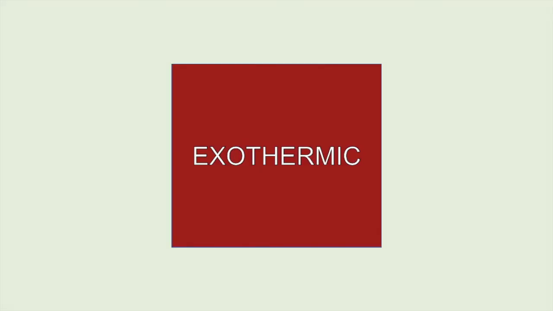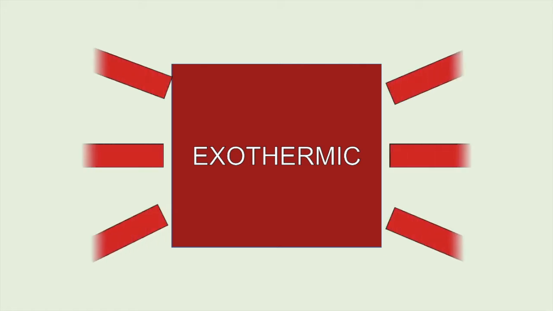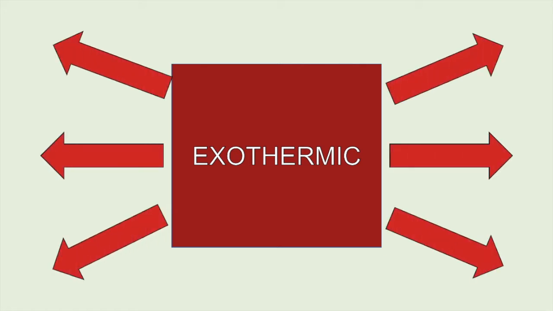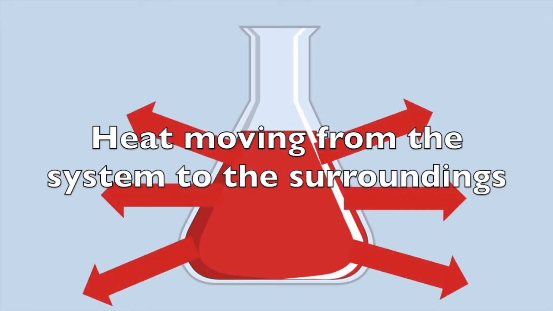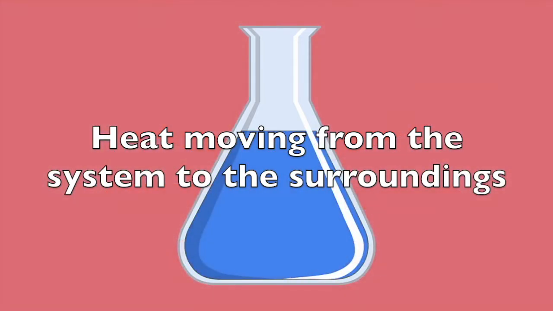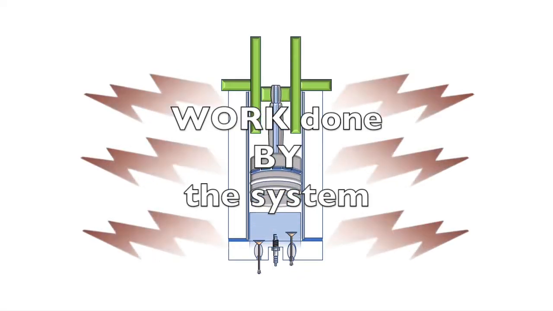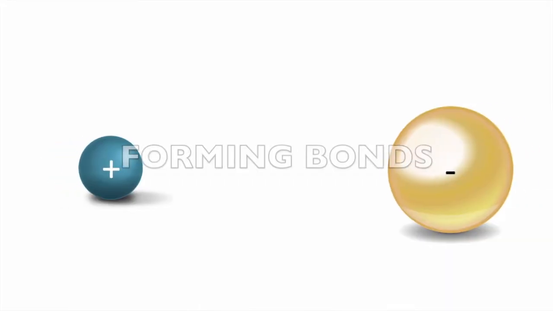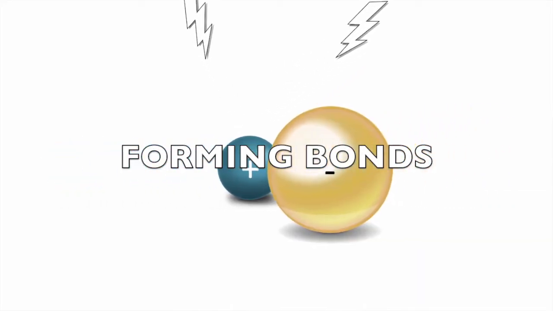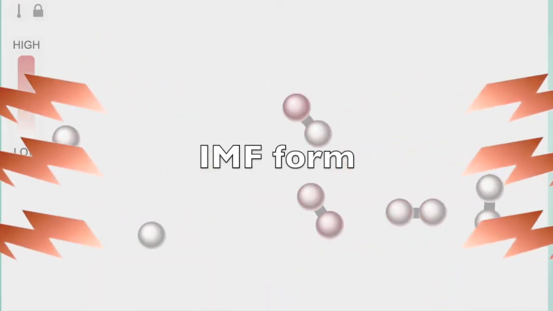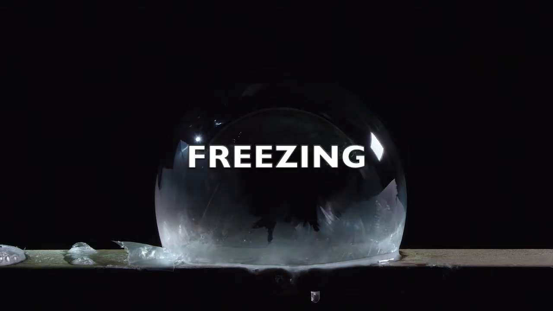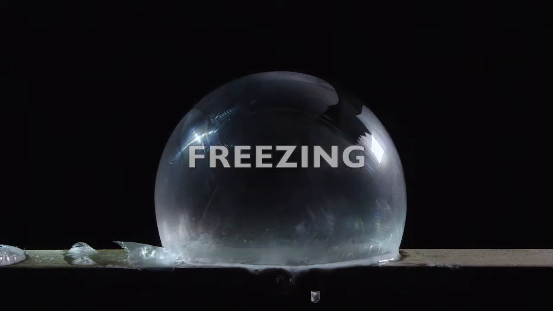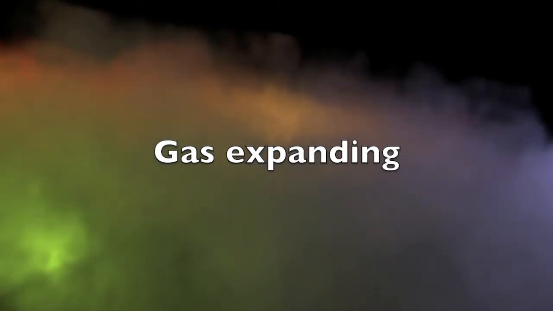In exothermic processes, energy is lost by the system. It goes out of the system. Energy exits. Energy is transferred from the system to the surroundings through heat transfer or through work done by the system on the surroundings. Some examples include the release of energy when bonds are formed, the release of energy when intermolecular attractions form. Energy is released in freezing and in condensation. Energy is lost in the form of work when gases expand, and this is because the system's doing work on the surroundings.